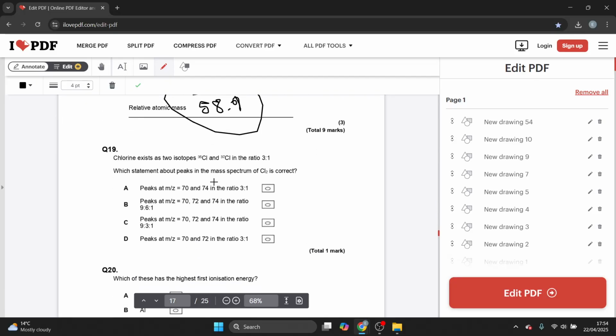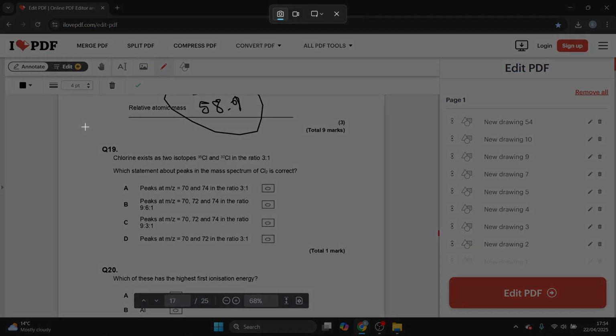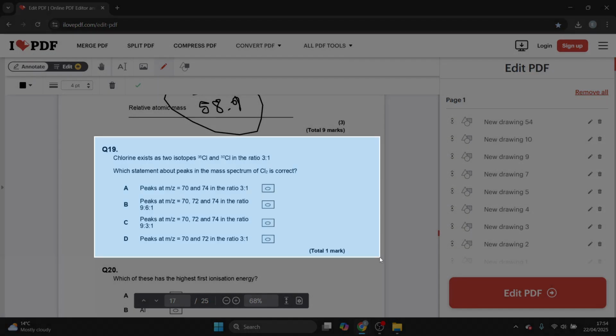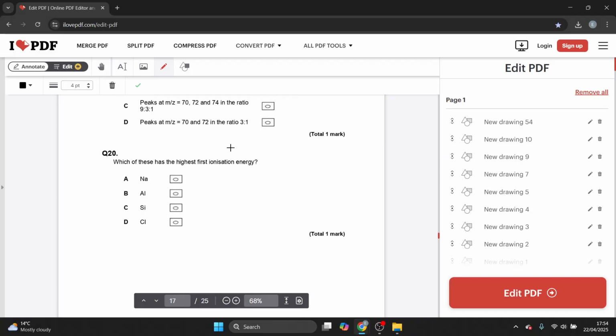Chlorine exists as 2 isotopes. Which statements about the peaks in the mass spectrum is correct? I'm going to skip this one because I do not know this one. Multiple choice questions can be very difficult.